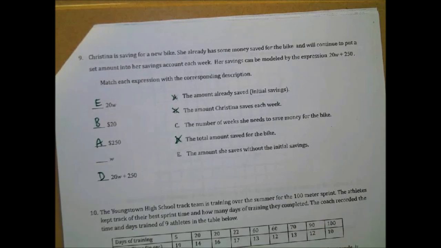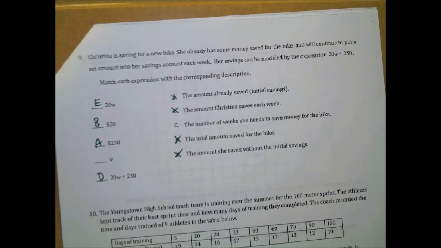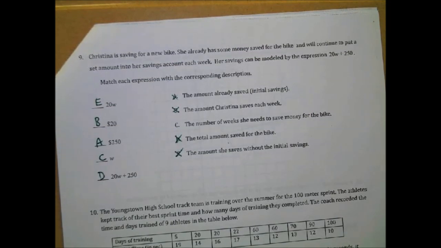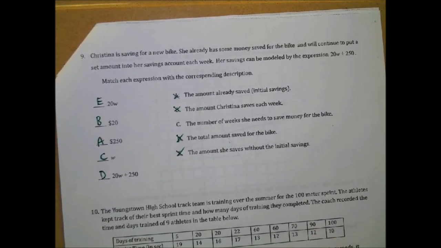Yeah, E. Okay, and that means W then has got to be what? C. The number of weeks. Okay, yeah, W is the number of weeks. That makes sense. C. Okay, E, A, D. Questions on number 9? Okay, let's go to number 10 then.